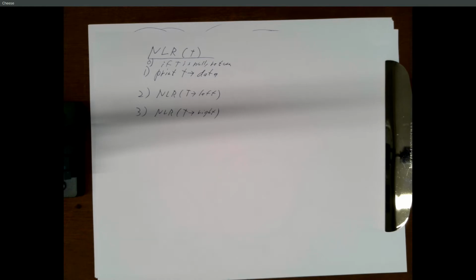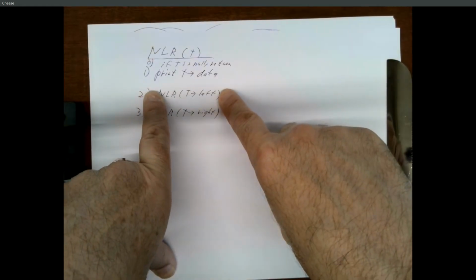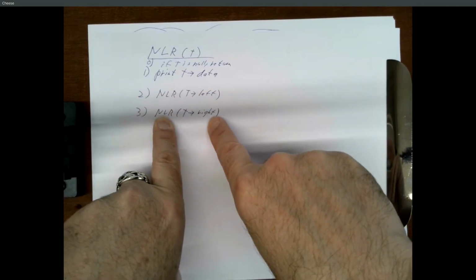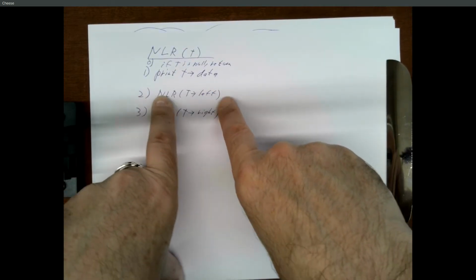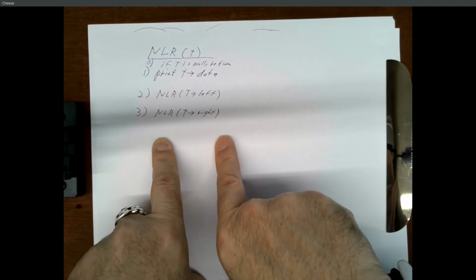And for a different order, that statement 1 goes somewhere else. If it's left node right, first do LNR on the left tree, then print the data, then do LNR on the right tree. If it's left right node, do left right node on the left, left right node on the right, and then print the data at the end.